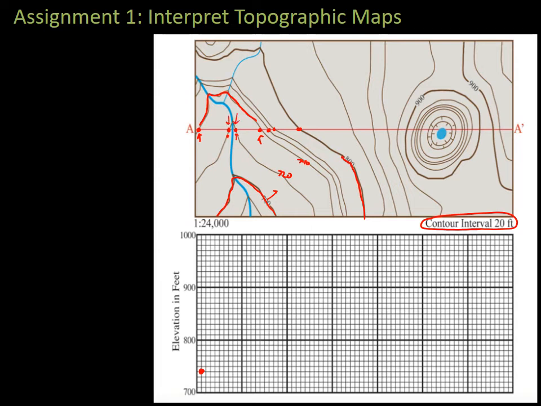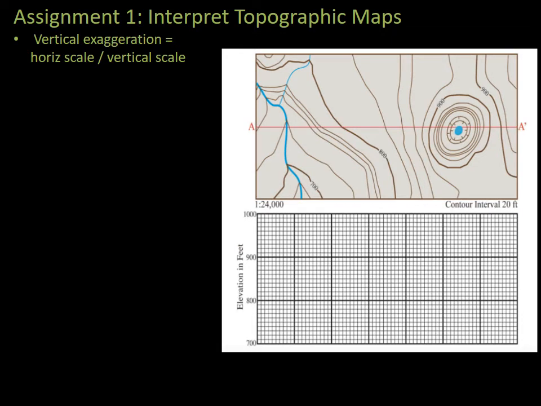These two dots, this one and this one, are at 720. So I'll go straight down on my graph paper, which is approximately there. Put the first dot, second dot, etc. Figure out the elevation of all of the topo lines where you cross them on the red line. Go straight down on the map and put a dot at the corresponding elevation. Connect the dots. That will tell you what this landscape looks like exactly from A to A prime.